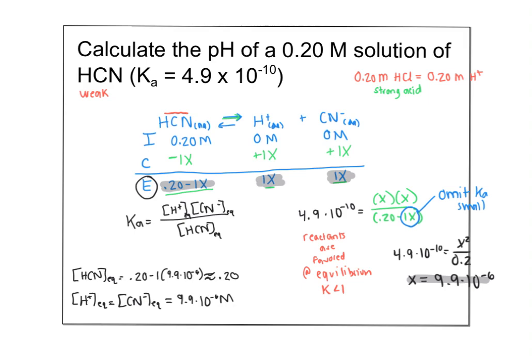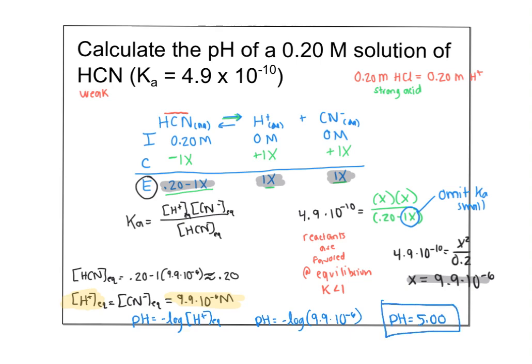So we're going to use that number here because it's the concentration of H plus to find our pH. So we can take the negative log. So pH is the negative log of H plus at equilibrium. So pH is equal to the negative log of 9.9 times 10 to the negative 6. pH is equal to 5.00, and that is my final answer for this.